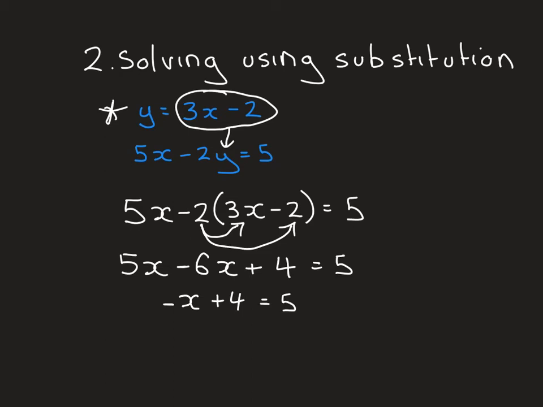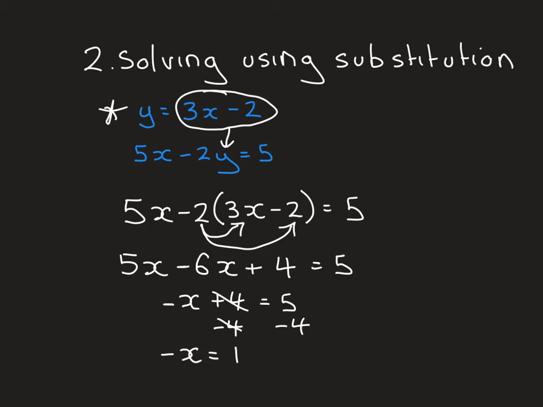So we want to now get the x by itself on that side of the equation. So we remove the 4. Because the 4 is added on this side, we're going to take 4 from each side of the equation, which means that we are left with negative x equals 5 take 4, which is 1.